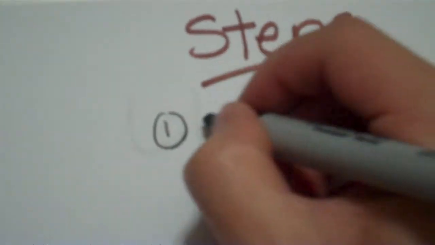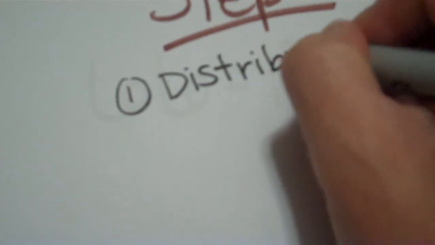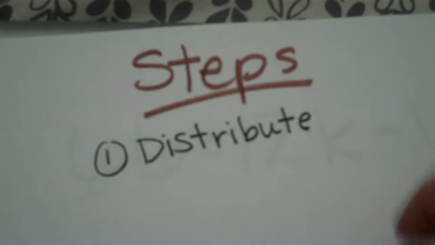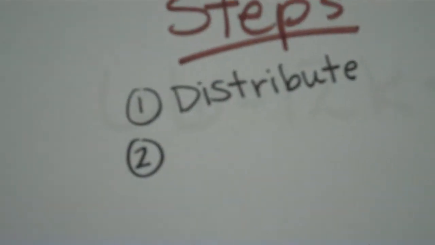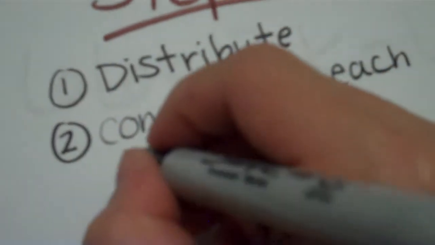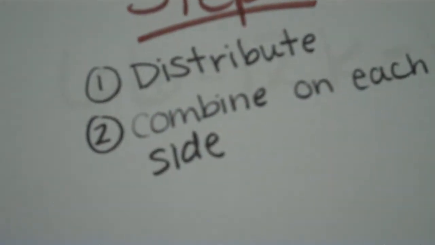The first thing you're going to always do, if possible, is distribute. That's the first thing you always are going to do, distribute. And you know how to do that. You've been doing it for a while. The second thing you're going to do, which you've done but not necessarily with solving, is you're going to combine on each side. Combine on each side, which makes no sense right now, but it will in a little bit. Remember, combine like terms? That's basically what you're going to do.